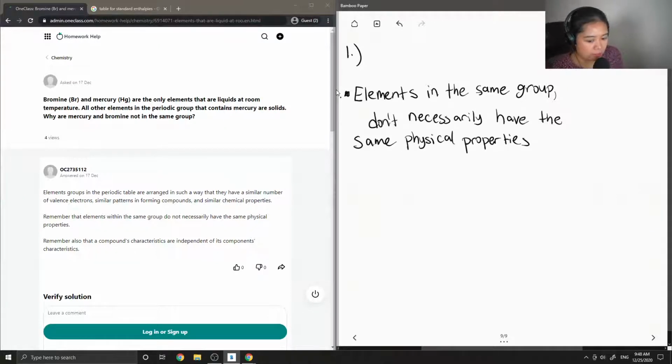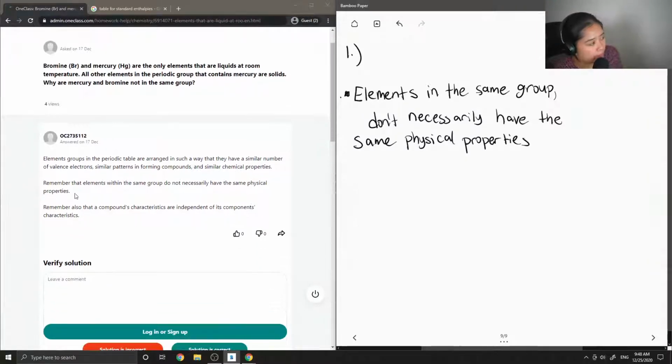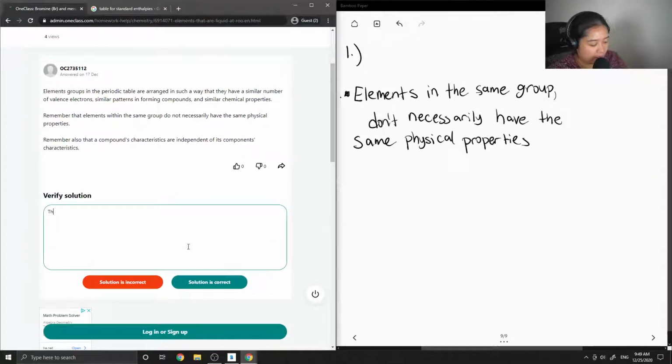So let's see what the junior tutor said. Element groups in the periodic table are arranged in such a way that they have a similar number of valence electrons, similar patterns in forming compounds, and similar chemical properties. Remember that elements within the same group do not necessarily have the same physical properties. Remember also that a compound's characteristics are independent of its components' characteristics. Yep, so that's a good answer. So this solution is correct.